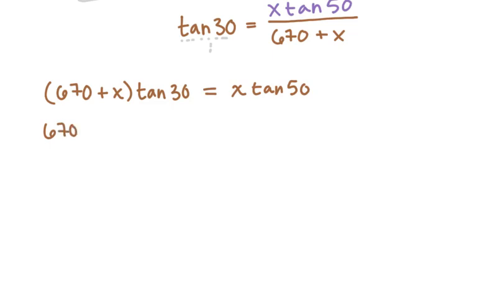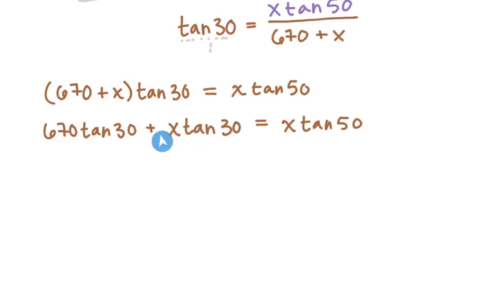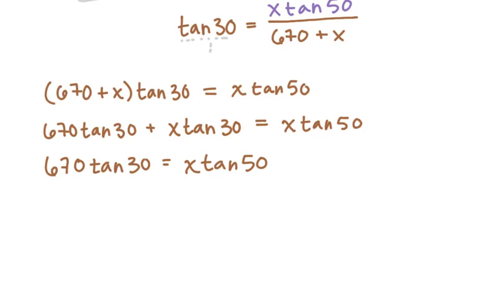So I have 670 times tangent 30 plus x times tangent 30 equals x tangent 50. I'm going to collect this x term to the other side of the equation. So I've got 670 tangent 30 equals x tangent 50 minus that x tangent 30.